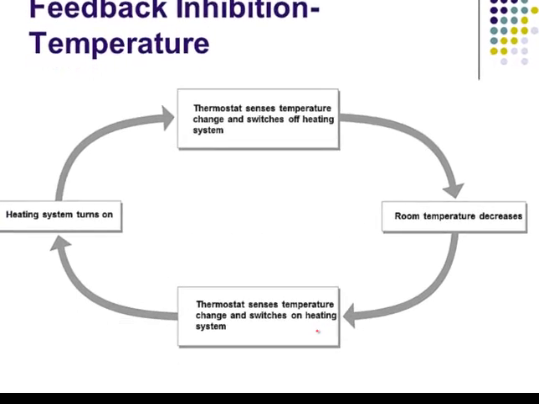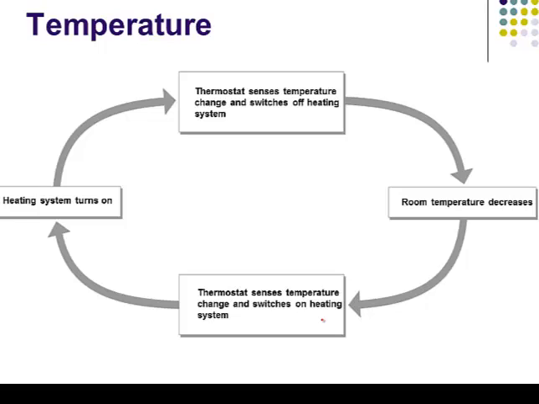A very classic example of this is looking at the thermostat in your own house. Okay, we all have our thermostat set at a certain temperature. So let's say that our set point is 68 degrees. If I have my thermostat set at 68 degrees Fahrenheit, okay, and the room temperature goes down, right? My thermostat is going to sense that and say, oh, the temperature's gone down, and it's going to tell the heating system to turn on.